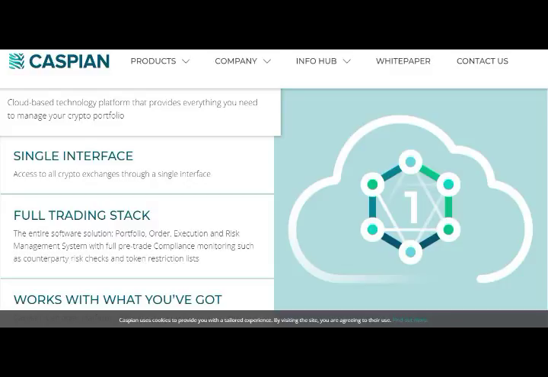Now, with the help of Caspian, a trader can see all his portfolio on one platform, and he can maximize every opportunity that he foresees. He doesn't need to swap from one platform to the other. He can have all those cryptocurrencies and exchanges on his Caspian platform.